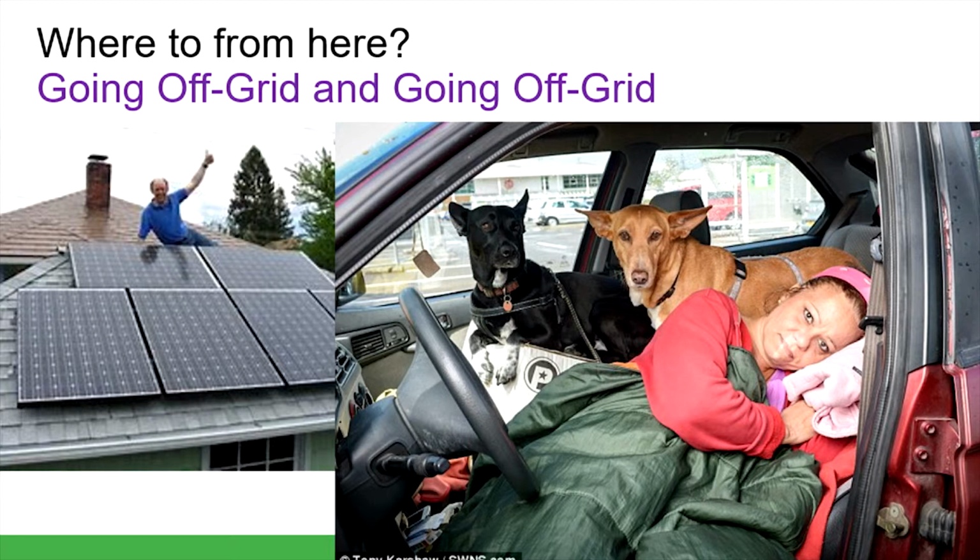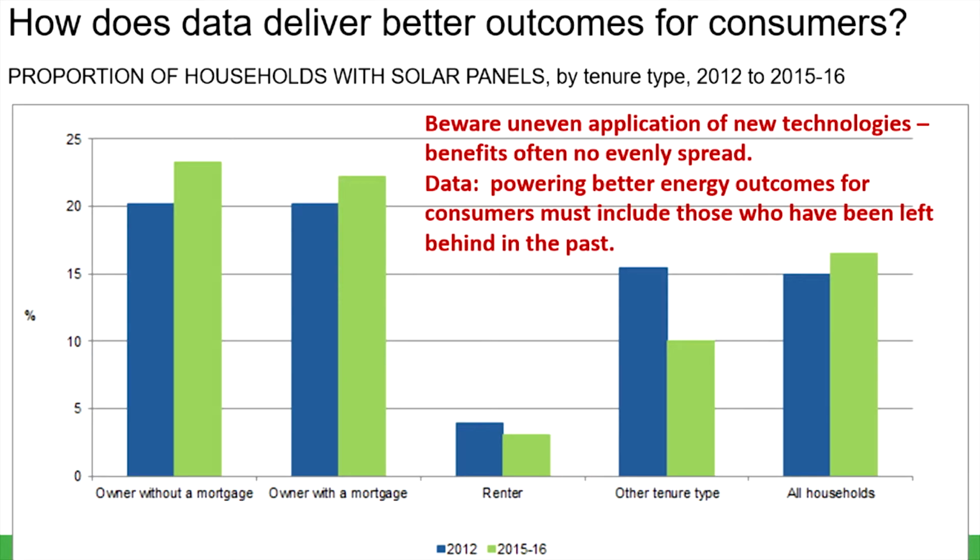I want to just talk a bit about the data too, because interpretation of data is critical. And I just want to give you one slide, one graph. So this is a bit of data, and you can see the proportion of households with solar panels by tenure type. It's 2012, the blue lines, and it's 2015-16, the green lines. And here we see owner without a mortgage, owner with a mortgage, renter, other tenure type, all households.